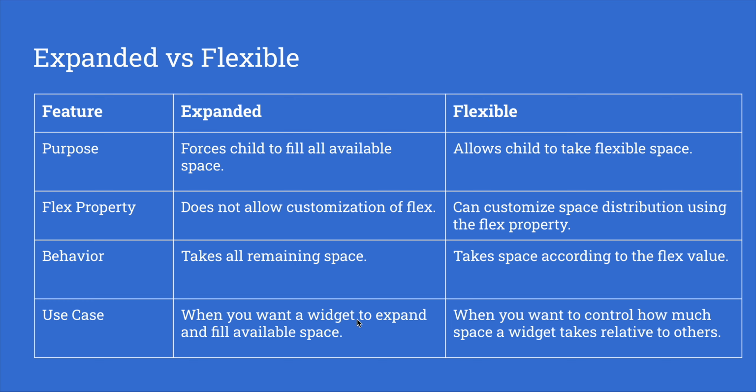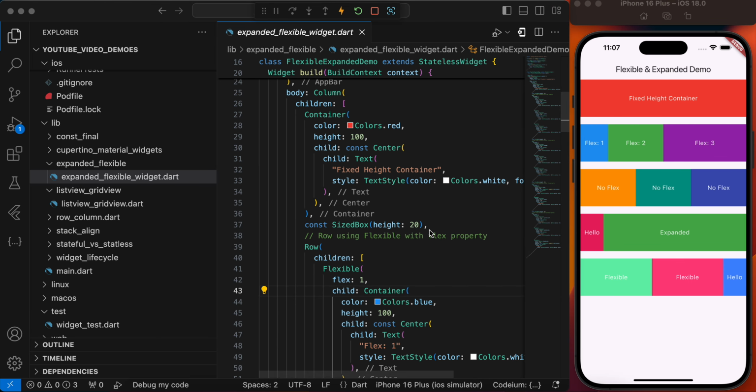When you want a widget to expand and fill available space, we use the expanded widget. And when you want to control how much space a widget takes relative to others, we use the flexible widget. Okay, so let's see with an example.